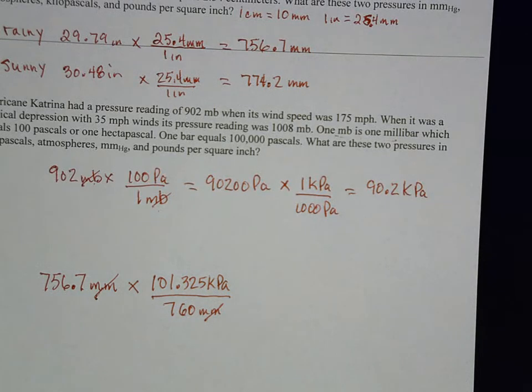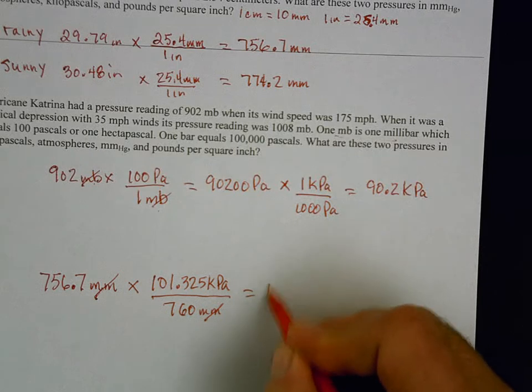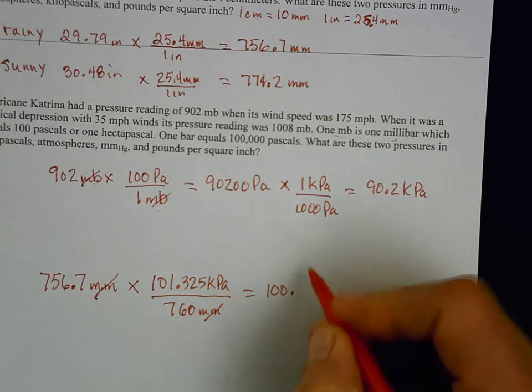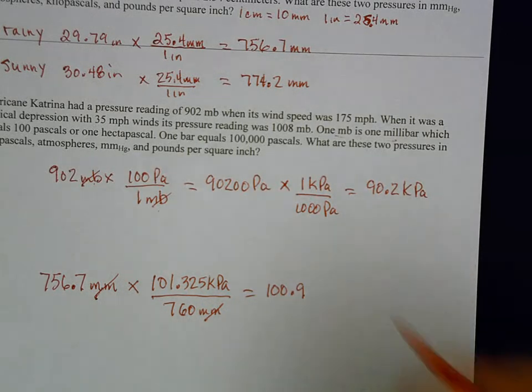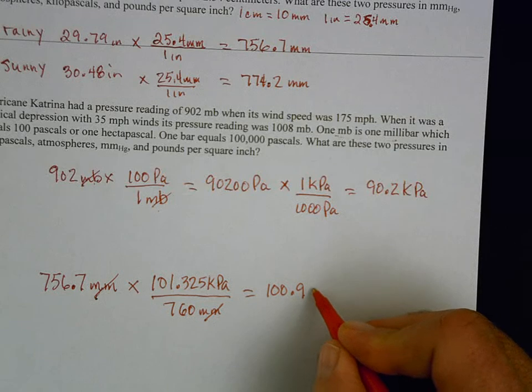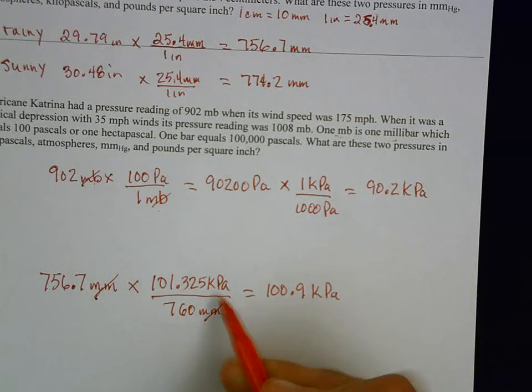And so when we do this, 756.7 times the 101.325 divided by the 760, we find that this is 100 point, let's say 9, a little bit of rounding, and then we're going to have now kPa, because that's the only units that are left.